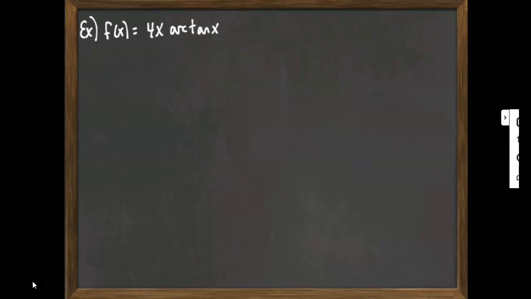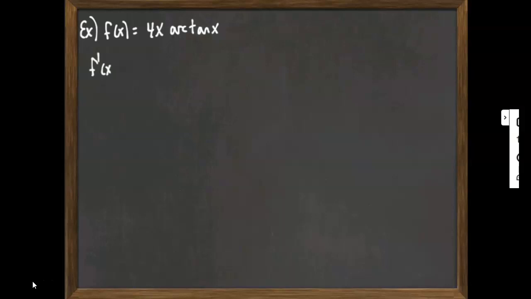So let's look at the derivative of f of x equals 4x arctangent x. Again, this could be written as tangent to the minus 1 of x as well, using the other notation. F of x equals 4x arctangent of x. So standard problem here, we have something next to something else, so we have to use the product rule.